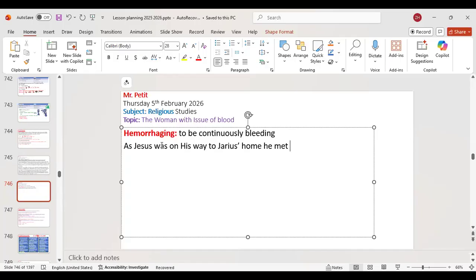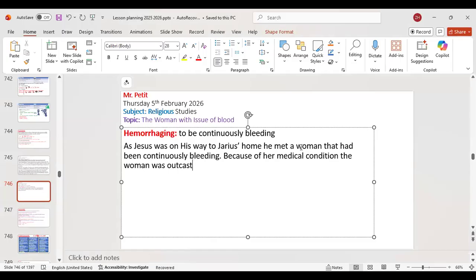But he didn't really meet the woman. A woman met him. I mean, he did eventually meet her, so technically, right? He met a woman that had been continuously bleeding because of her medical condition. The woman was an outcast.